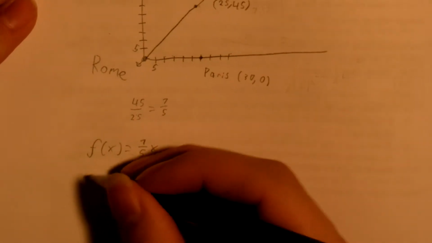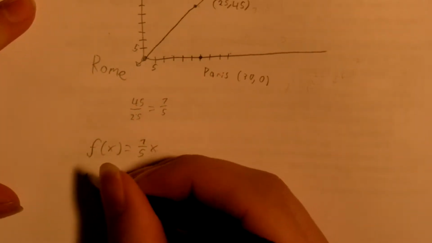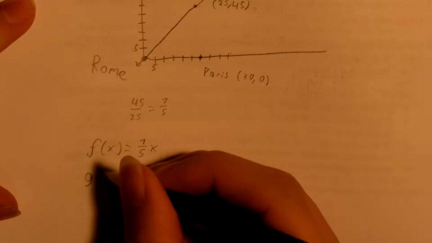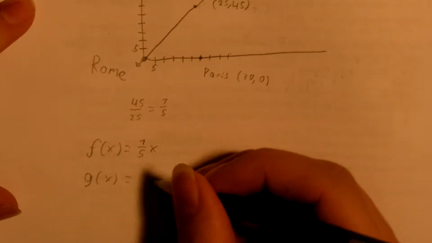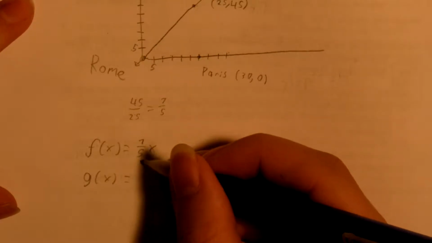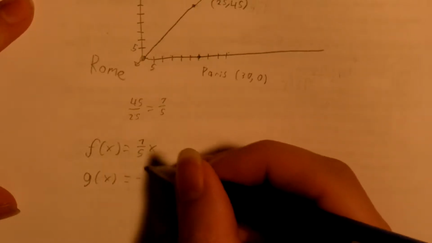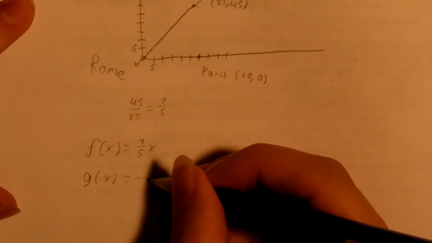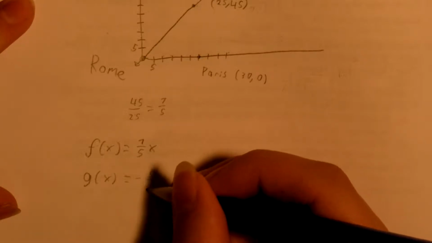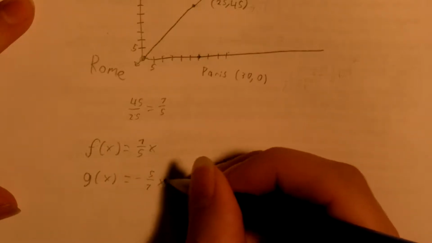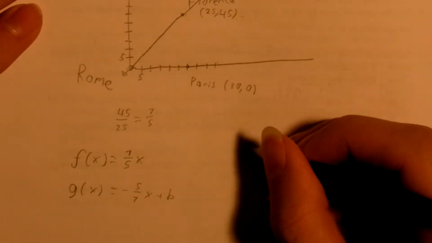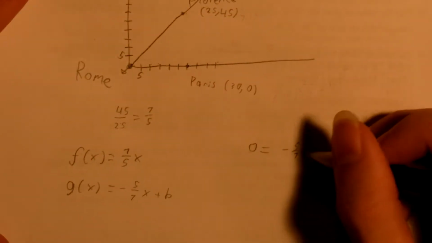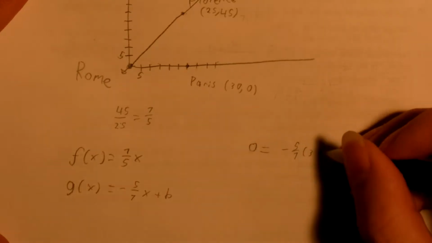So to get the perpendicular line of that, you get the reciprocals of it. So the reciprocals would be the inverse of that. So it would be negative 5/7 x plus B, which we don't know yet. To solve for B, we plug in the coordinates for Paris, 30 miles east of Rome.